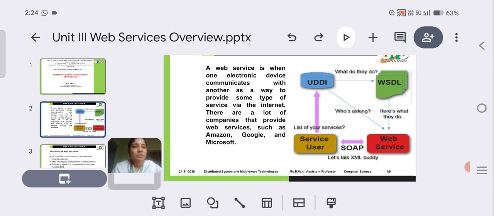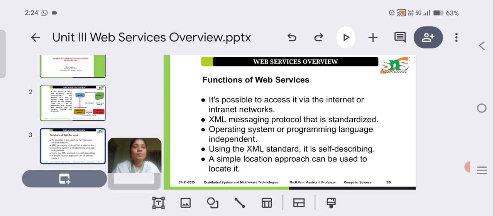The next one, we are going to see how web services function. Web services are a set of rules, which I have already mentioned we can access via the internet or intranet. XML is the messaging protocol, a standardized format for a web service and web application platform. XML plays a vital role. It is mainly used to store a block of information and to share information in huge amounts.